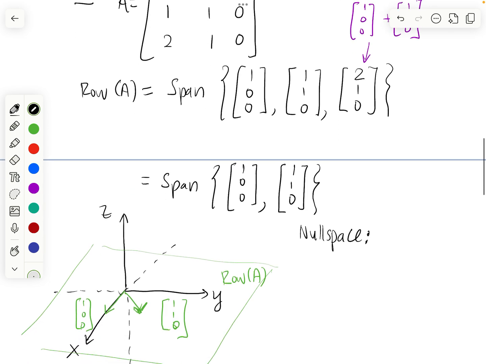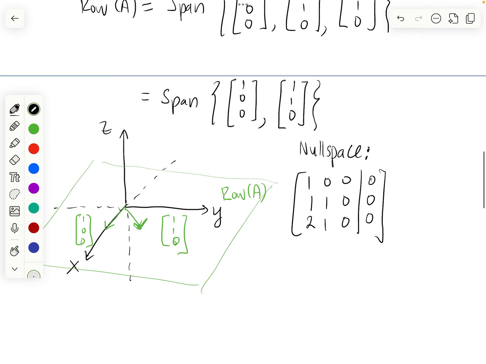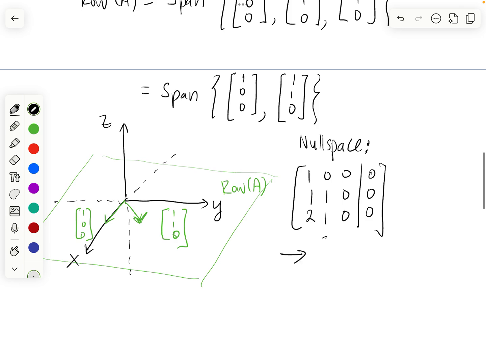So A is this matrix, and we're solving Ax equals 0. And when you row reduce, you might want to pause the video and check that this is what you get. You get this.